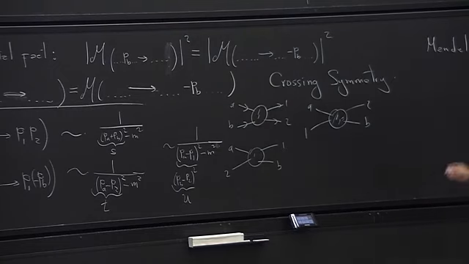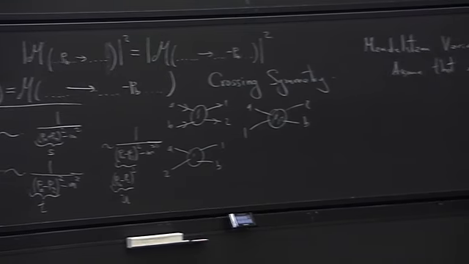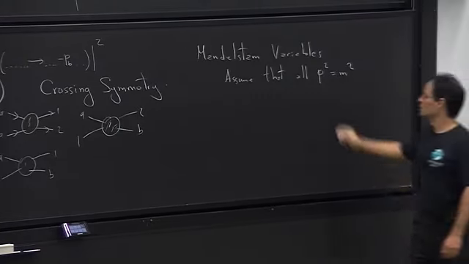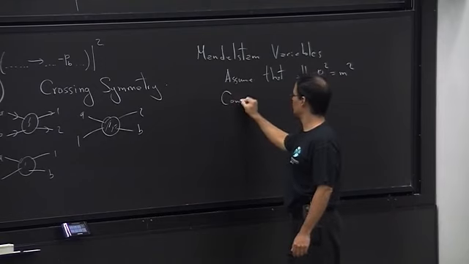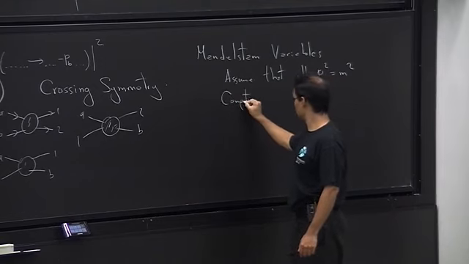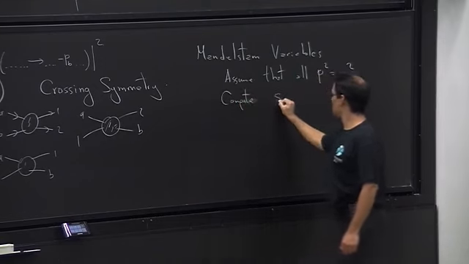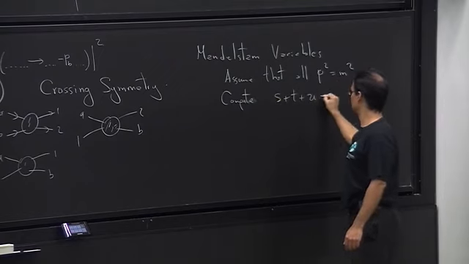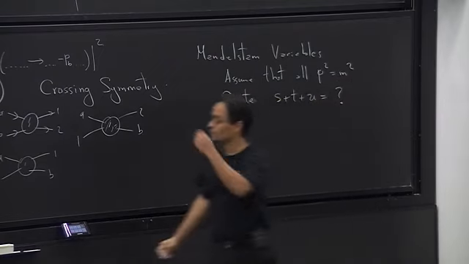They are not all independent. So assume that all P squares give you the same M, and compute S plus T plus U. That's an exercise for you.